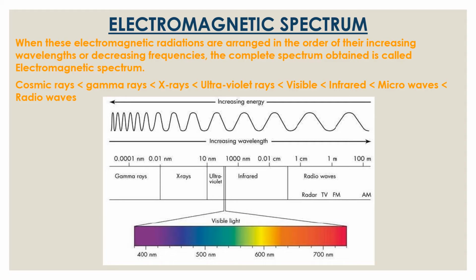This is the visible range in which we can see the colors, that is VIBGYOR: V for violet, I for indigo, B for blue, G for green, Y for yellow, O for orange and R for red. So this is the visible region, the colors which we are able to see. And there are gamma rays, X-rays, the ultraviolet region, infrared as well, and radio waves as well. These are arranged on the basis of their increasing wavelengths.